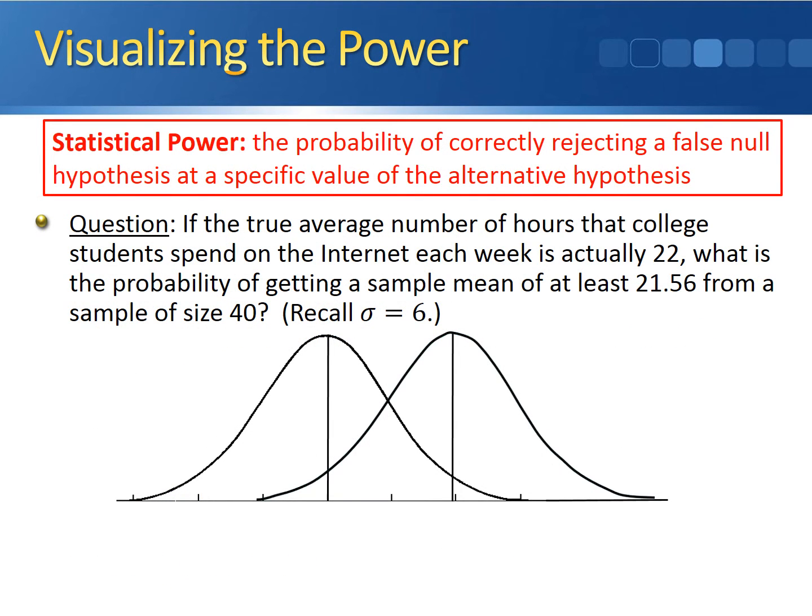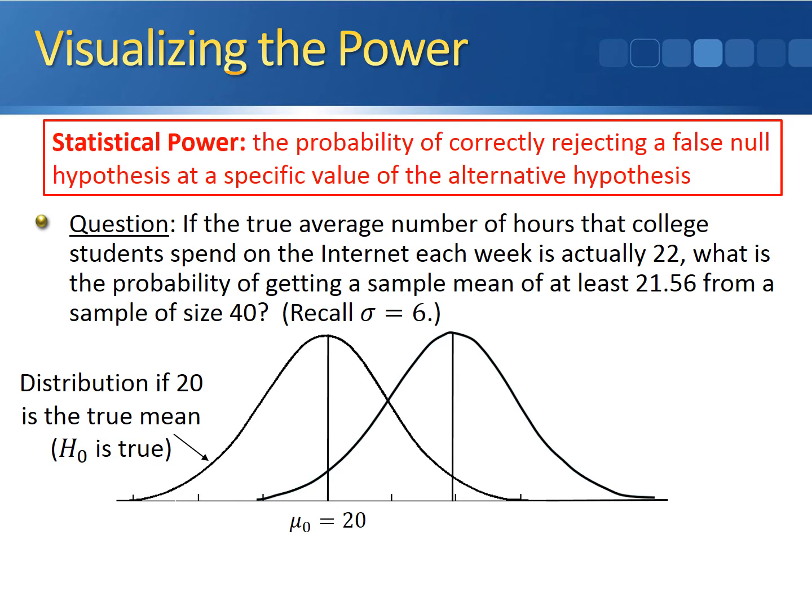Here's where the power of the test is going to come into play. Keep in mind that the power is the probability of correctly rejecting a false null hypothesis at a specific value of the alternative hypothesis. We need to know if the true average number of hours that college students spend on the internet each week is actually 22. What is the probability of getting a sample mean of at least 21.56 from a sample of size 40? Remember that a sample mean of 21.56 or larger will allow us to reject the null hypothesis.